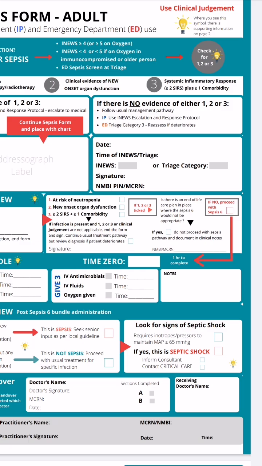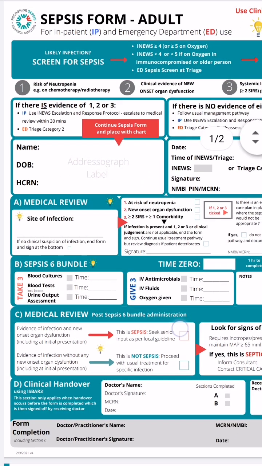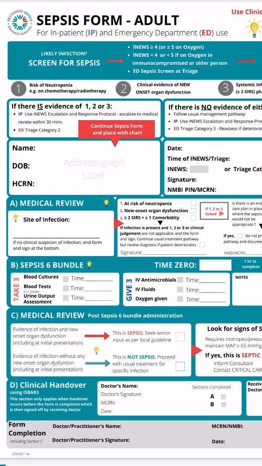check for the 1, 2, 3. So what are the 1, 2, 3? The first one is the risk of neutropenia. So we will check the neutropenia. What is neutropenia? Neutropenia is the lack of neutrophils in the blood, and it happens because of chemotherapy and radiotherapy, treatments we usually give in cancer.